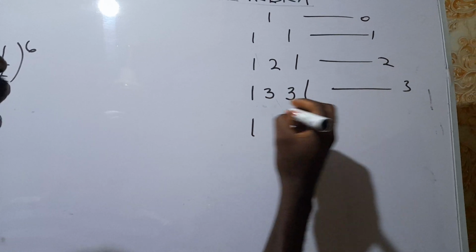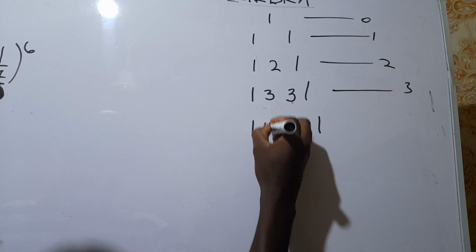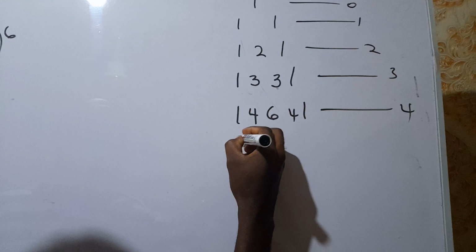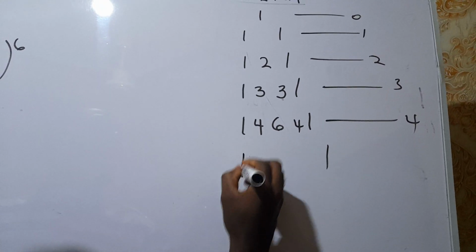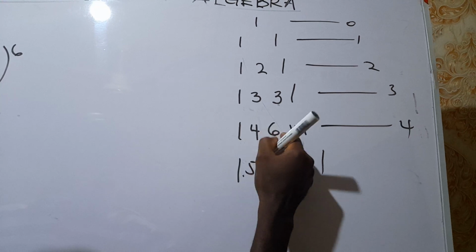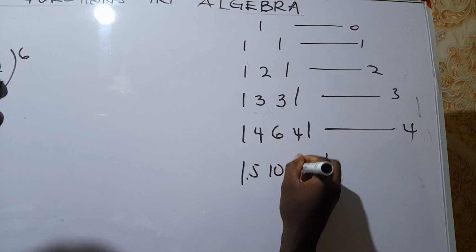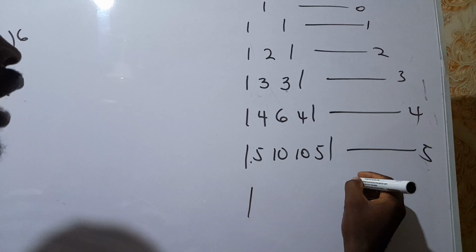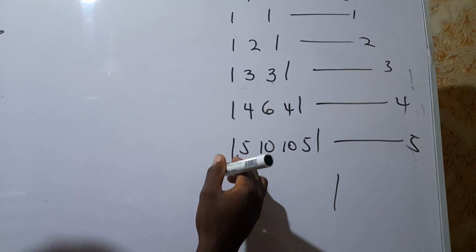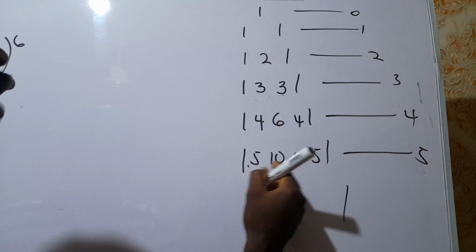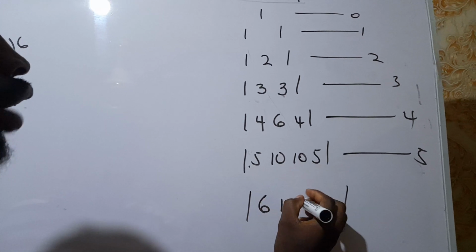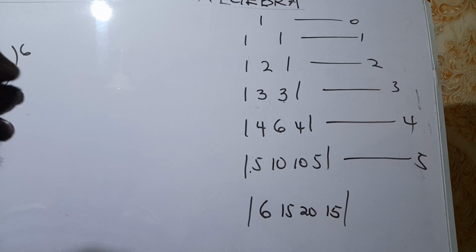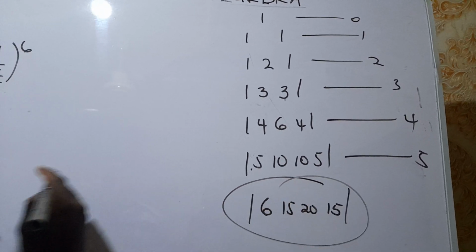So 1, 1 again. 1 plus 3 will give me 4. 3 plus 3 will give me 6. And 3 plus 1 will also give me 4. So this is exponent 4. Then we go to exponent 5. 1, 1. 1 plus 4 will give me 5. 4 plus 6, 10. 6 plus 4, 10. 4 plus 1, 5. So this is exponent 5. Then because I need the exponent 6, I have to get a 6. 1 plus 5 will be 6. 5 plus 10 will give me 15. 10 plus 10 will give me 20. 20 plus 5 will give me 15.